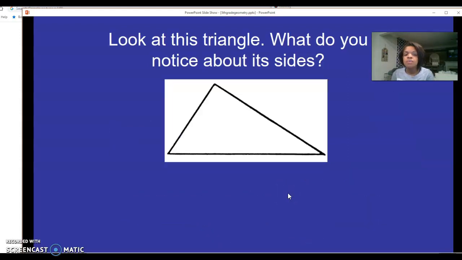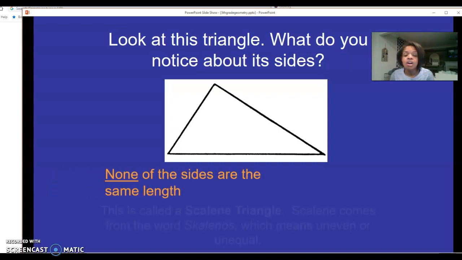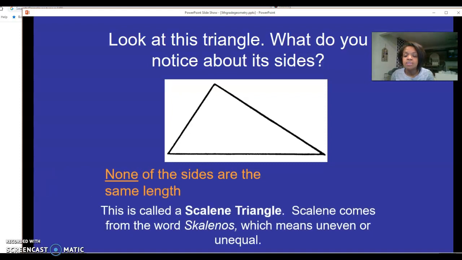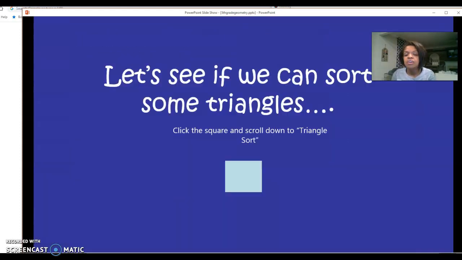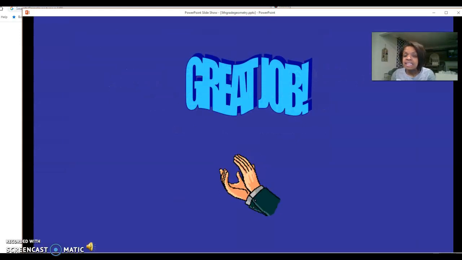All right, so look at this one. This is a triangle. What do you notice about its sides? Hopefully you noticed that all 3 of the sides are completely different. So if all 3 of the sides are completely different, then all 3 of the angles are completely different as well. And this is called a scalene triangle. So scalos means uneven or unequal. So that should help you to understand that a scalene triangle means that it does not have any equal sides at all.